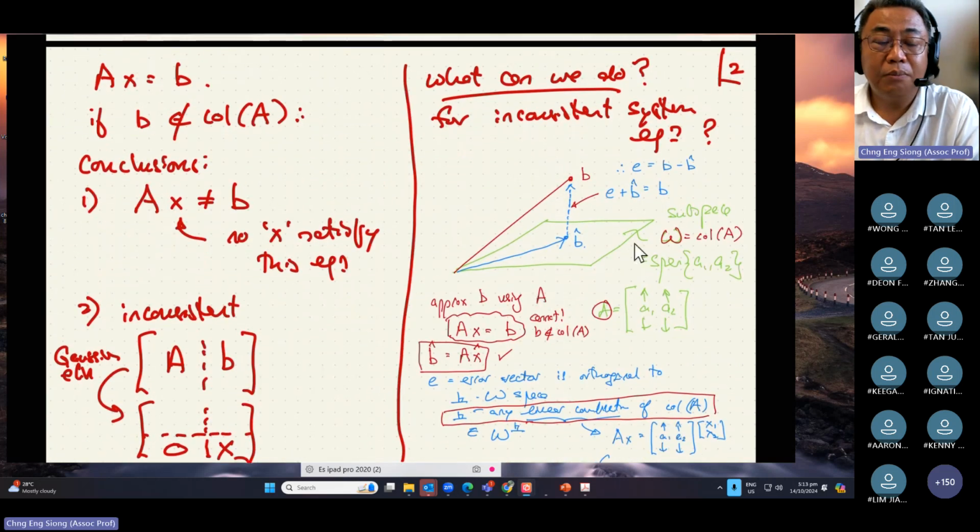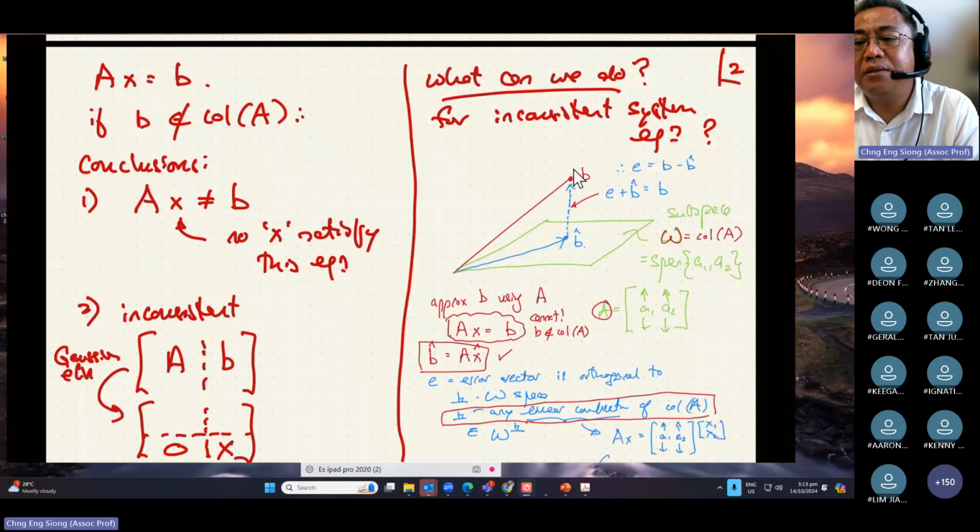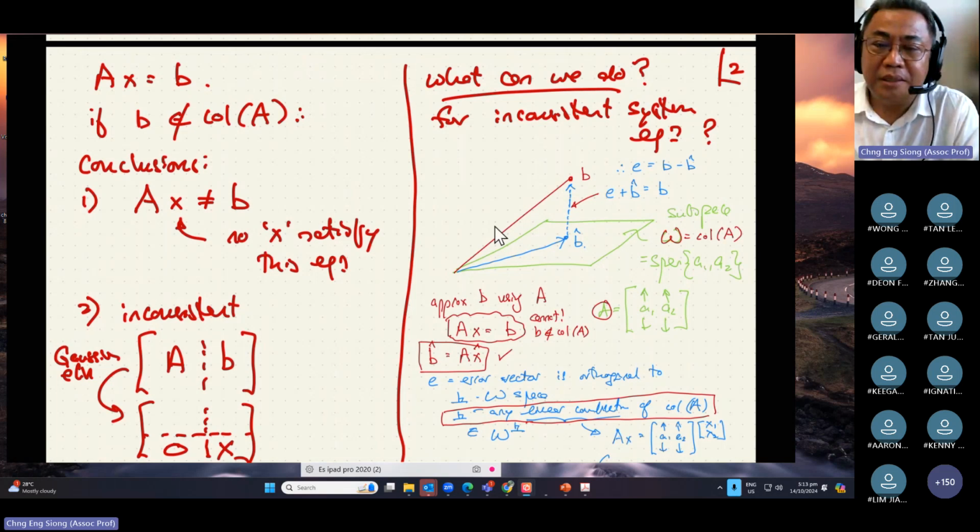Now, of course, we come to the great picture of least squares. In the least squares, B is not in the column space of A. So AX can never be equal to B. This equation is wrong. The equality is wrong. Not possible. Why is it not possible? This is the nice picture. The red vector is B. The green square is the span of W. It means that I can be sitting anywhere along the W, but there's no way. Okay?